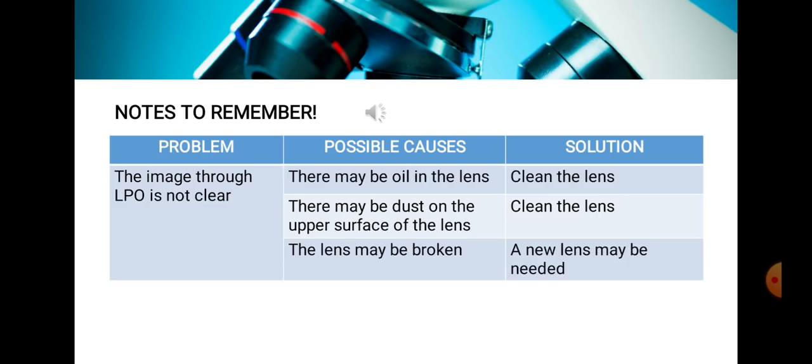And the last commonly encountered problem in microscopy is that the image through LPO is not clear. So the possible causes are the following. There may be oil in the lens, so you have to clean the lens. The second one is that there may be dust on the upper surface of the lens. Therefore, you have to clean the lenses. And then the lens may be broken. Therefore, you need a new lens.